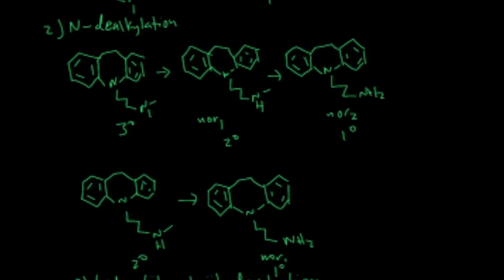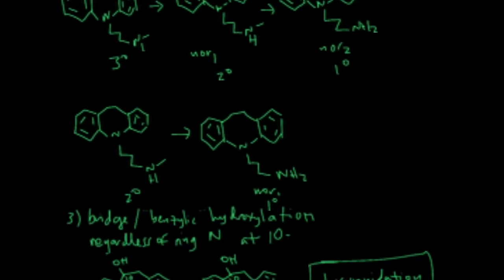So tertiary amines have NOR1 and NOR2 metabolites. In contrast, your secondary amines only have NOR1 metabolites. Why? Because here's your secondary amine. You have 1, 2. You're going to dealkylate it, remove a methyl group to produce a primary amine. So only one attachment.